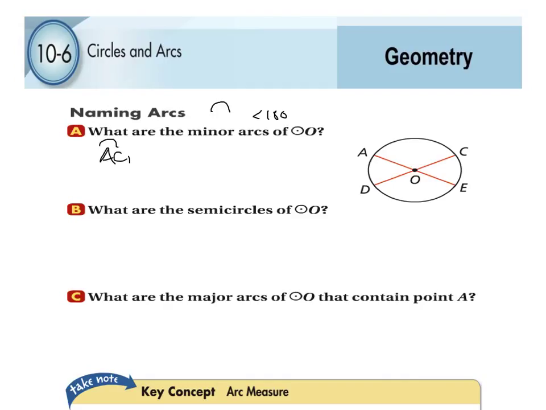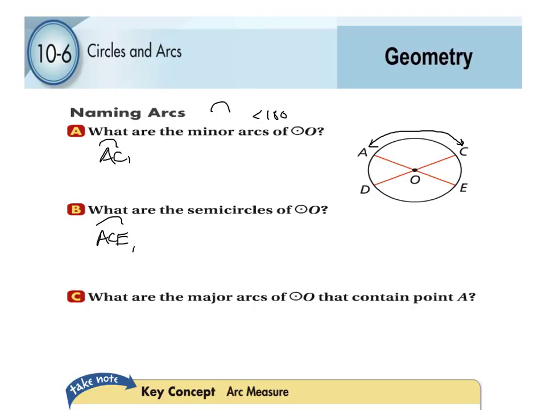Arc AC from here to here is less than half of the circle, because half of the circle is AE. In this case, what are the semicircles of circle O? Half the circle is a semicircle. Arc AE is a semicircle. And as a matter of fact, we can't name that AE because it's a semicircle, so it's got to have 3 letters. So we could go ACE with the way we went that direction. That would be an example of a semicircle.